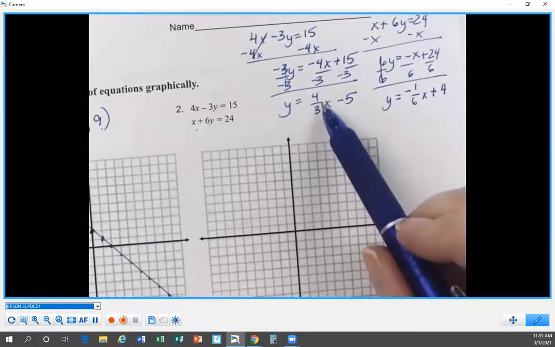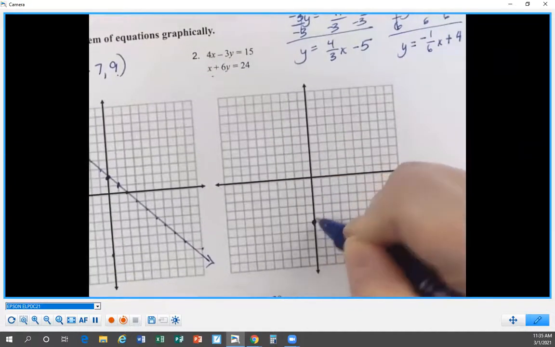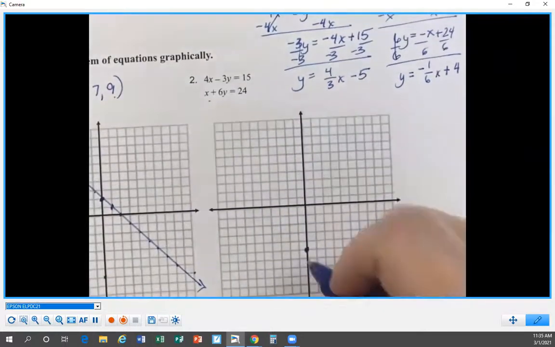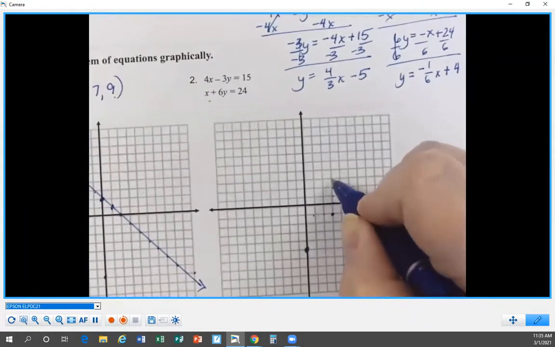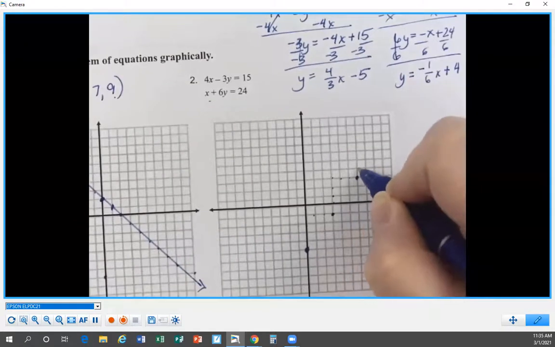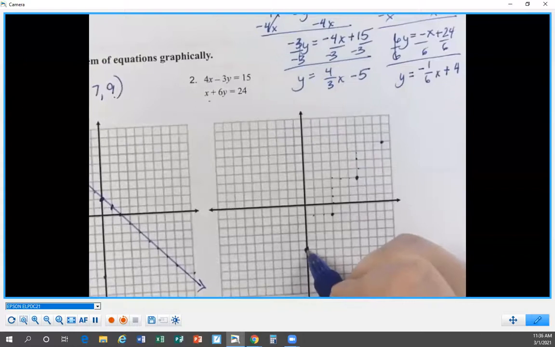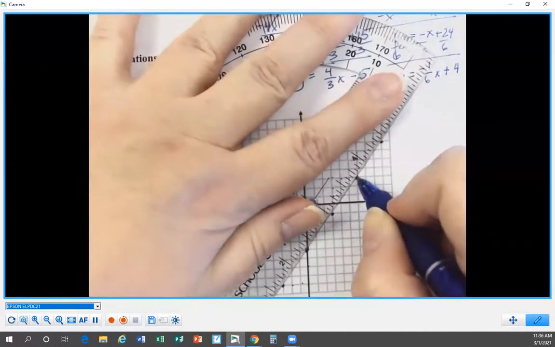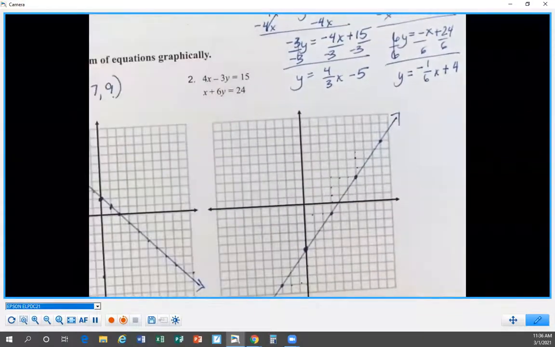So the first line, y equals 4/3 x minus 5, we'll put our y-intercept at negative 5. And our slope is positive 4/3. So we'll go up 4, right 3, up 4, right 3. Then from this y-intercept, down 4, left 3. Okay, that's our first line.